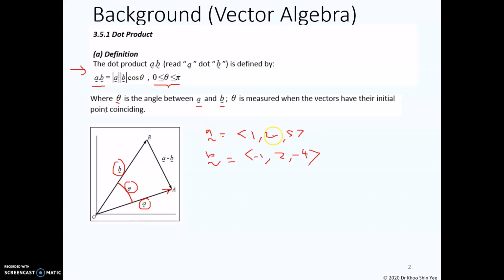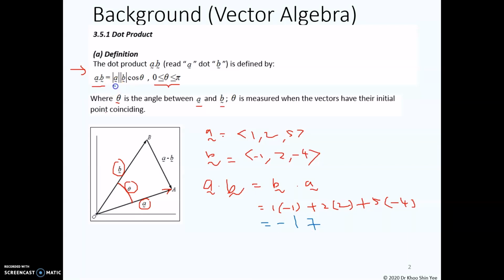Given vector A is equal to this and vector B is equal to this, take the vector A dot product with vector B. You will get the same result by taking vector B dot with vector A. First of all, you look at the x direction, which is 1 and negative 1 here. Take the multiplication between them and take the summation for the multiplication in the y direction, 2 multiplied by 2. Lastly, take the summation for 5 multiplied with negative 4. This gives you negative 17.